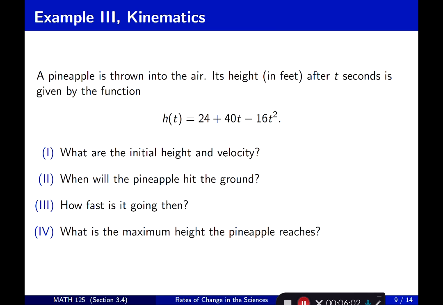Now example 3, kinematics. A pineapple is thrown into the air. Its height in feet after t seconds is given by the function h of t equals 24 plus 40t minus 16t squared.